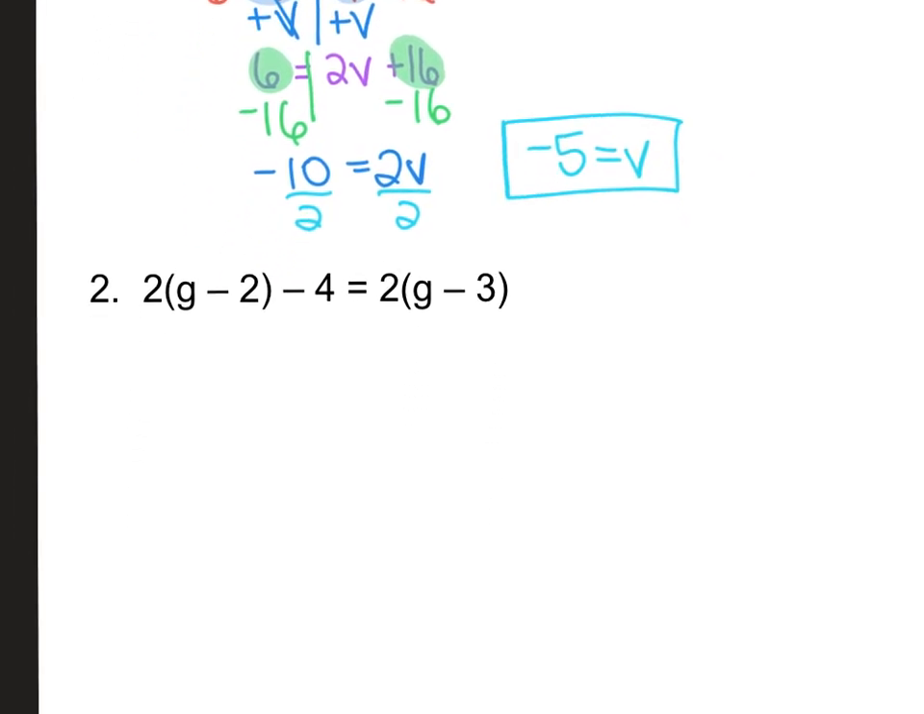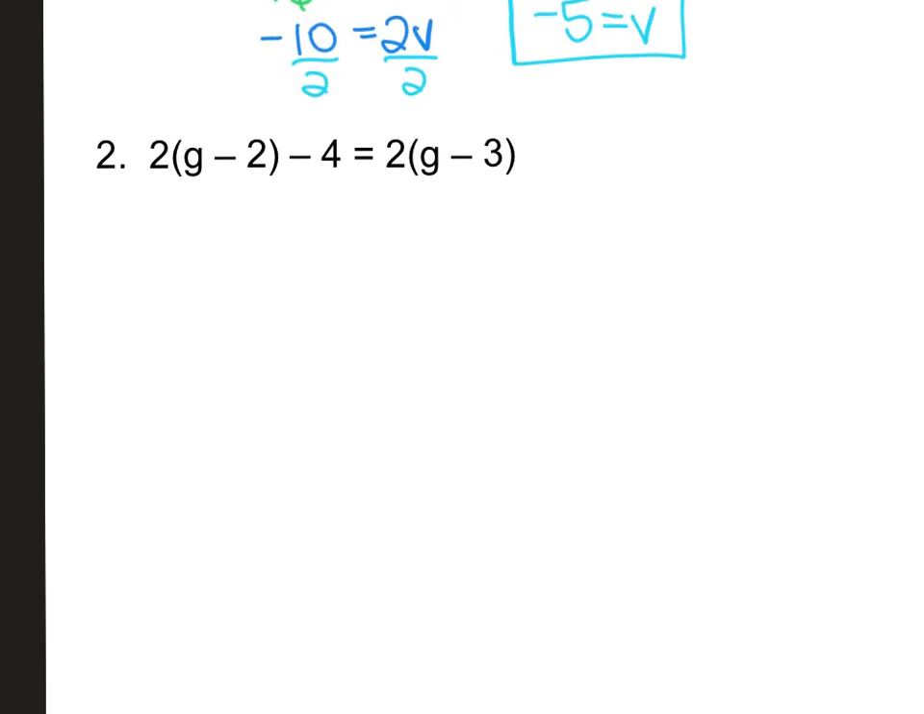Okay, so let's go ahead and move on to number 2. Number 2 looks a lot like the last one, where we are going to have to do some distributing before we can begin actually solving the problem. So on the left side, I get 2g, and 2 times -2 is -4. And don't forget the -4 that's already there. And then I'm also going to have to distribute on the right, 2g minus 6.